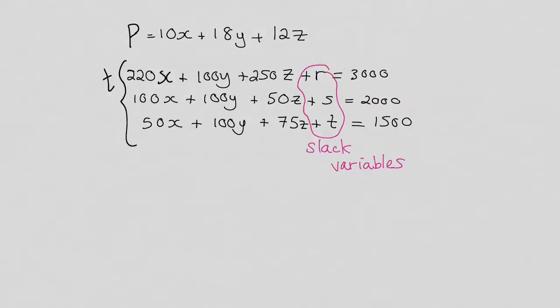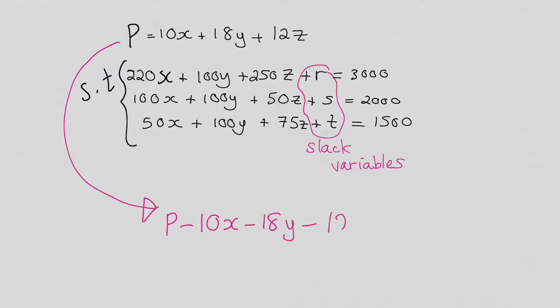So I'm missing first an S, that's meant to say such that. I've got my three constraints here, and I've got an objective function. Now my objective function is in a different format to the constraints. So I'm just going to change that first and bring it all over onto one side so that it's equal to 0. I can now put these into a tableau.